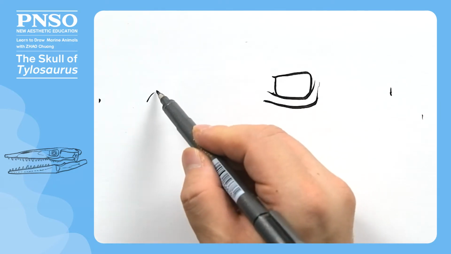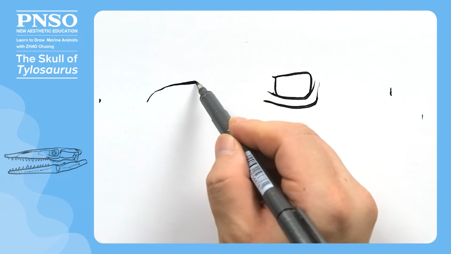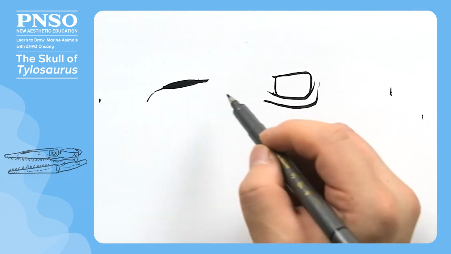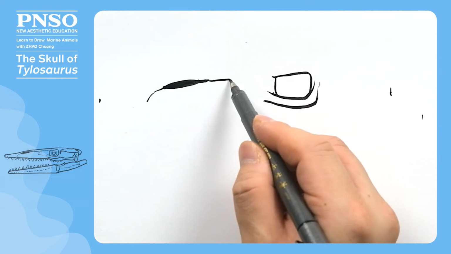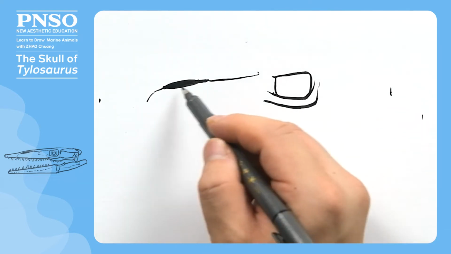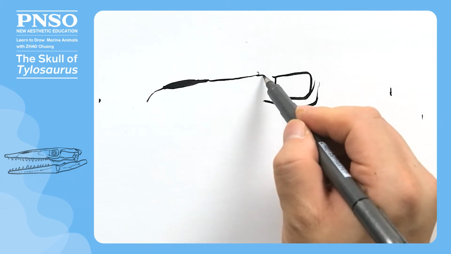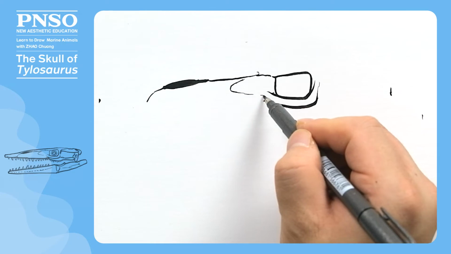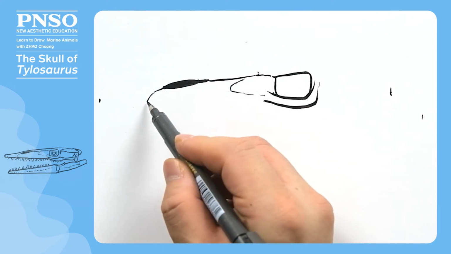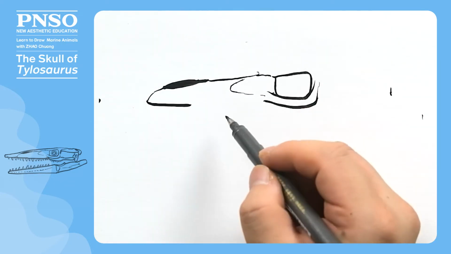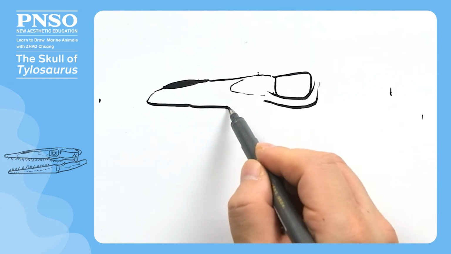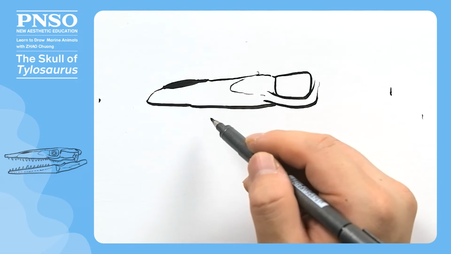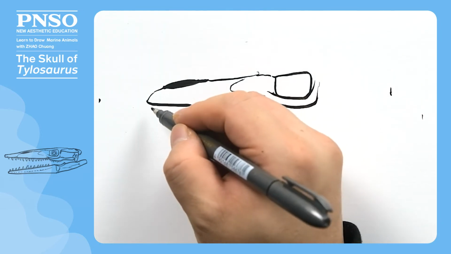We draw the maxilla. First, the upward position was its nostrils. And this was its nasal bone. Next, down this position was its maxilla. It had 12 teeth on its maxilla, and we draw its teeth.